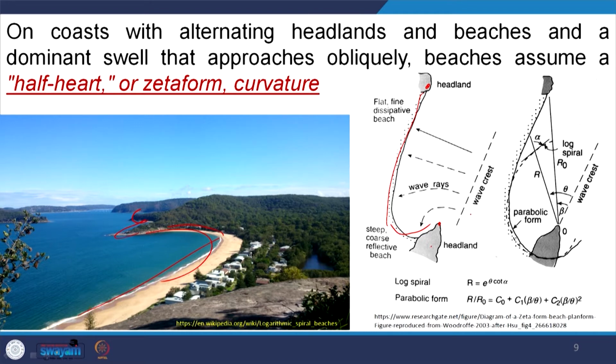and the refracted waves interact with this coast and form this half-heart shape. The heart shape will be like this. Similarly, if you see here, this is the half-heart shape, and this is called a zeta-form coast, zeta-form curvature. And zeta-form curvatures are mostly formed due to wave refraction.